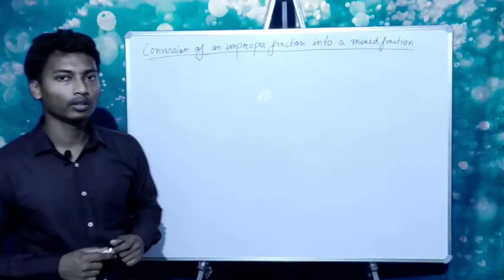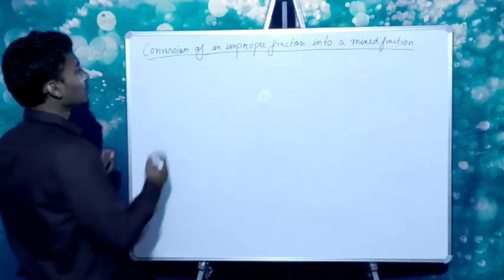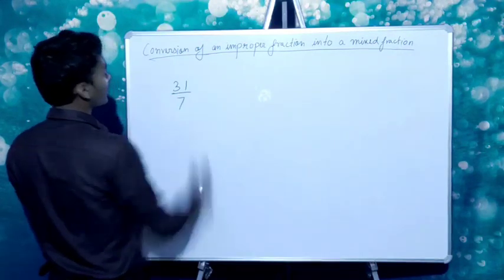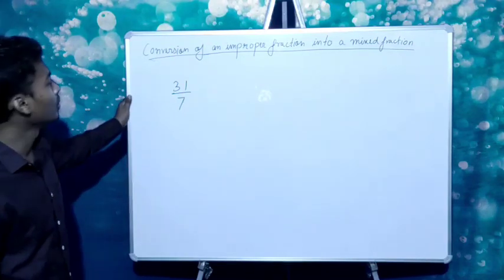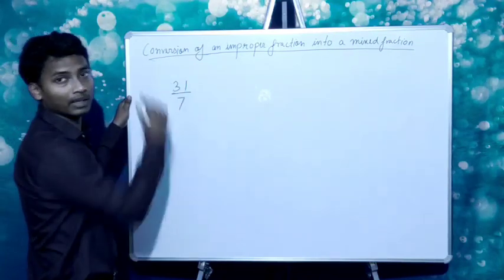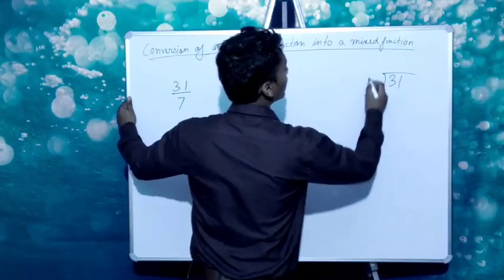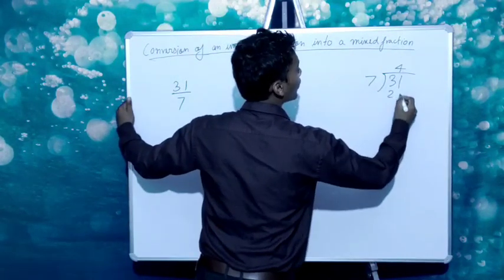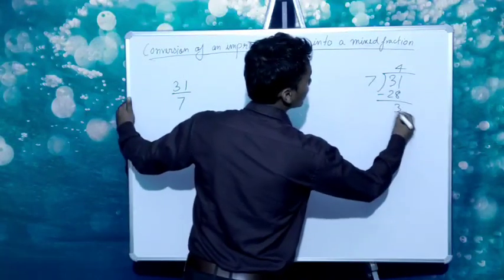Now let's convert an improper fraction into a mixed fraction. So let's write 31 by 7, which is the improper fraction. To convert this improper fraction, we need to divide the numerator by the denominator first. So let's try to divide the numerator by the denominator. So 7 4s are 28. What will be the remainder? 3.